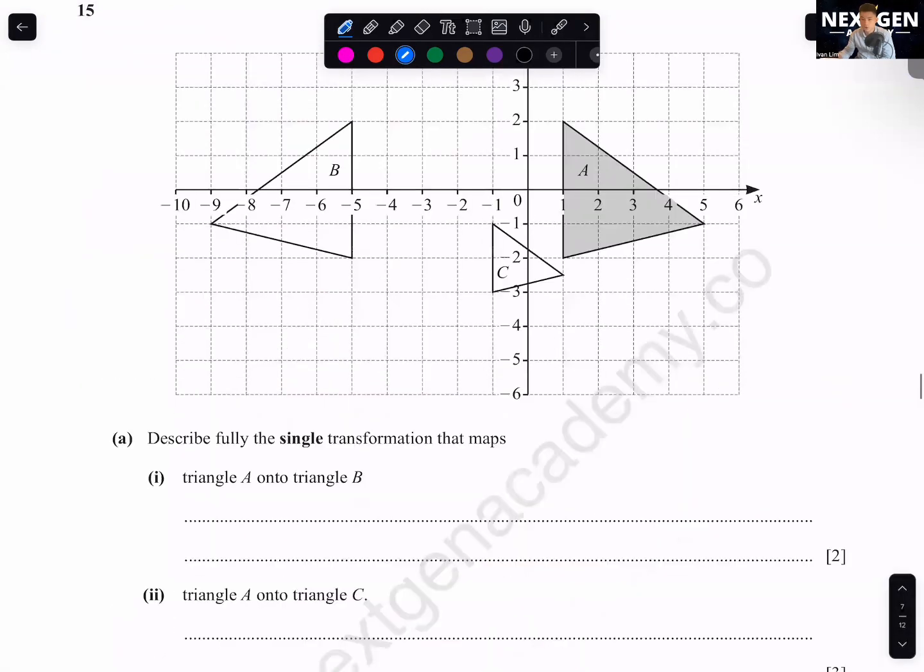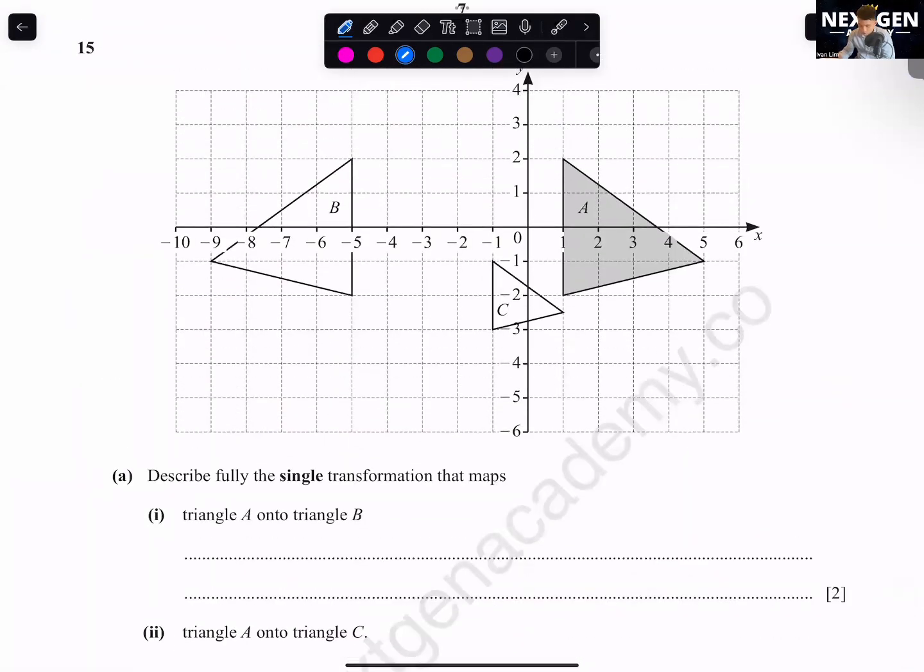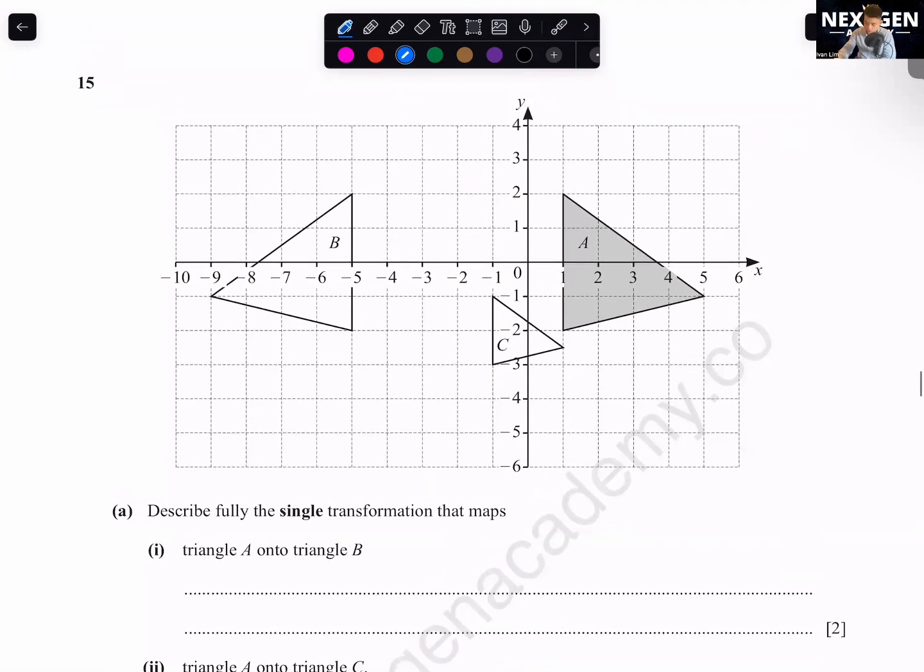Question 15 is on transformation. Describe fully the single transformation that maps triangle A onto B. Object, image. We need to know what the transformations are first. The first thing I will teach you all is the acronym. When you think about transformation, you think about tikus. R, R, E, T. What's R, R, E, T?